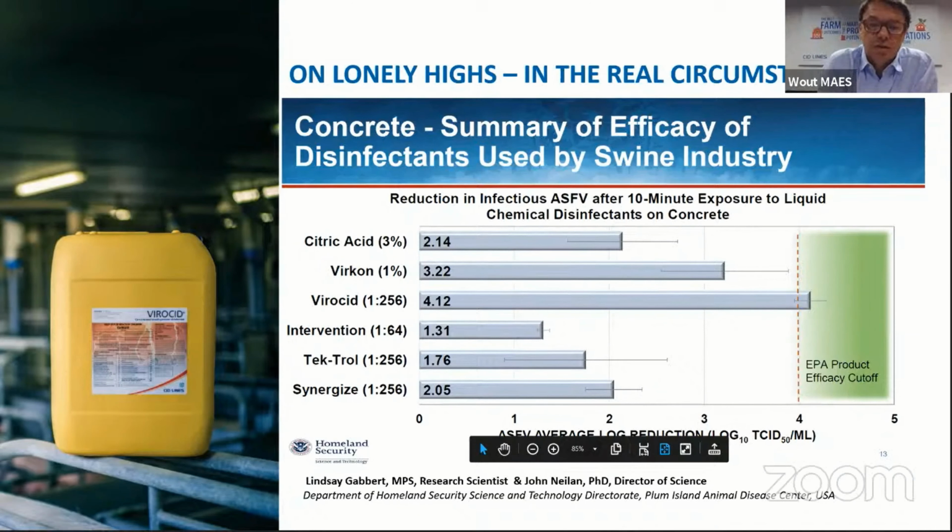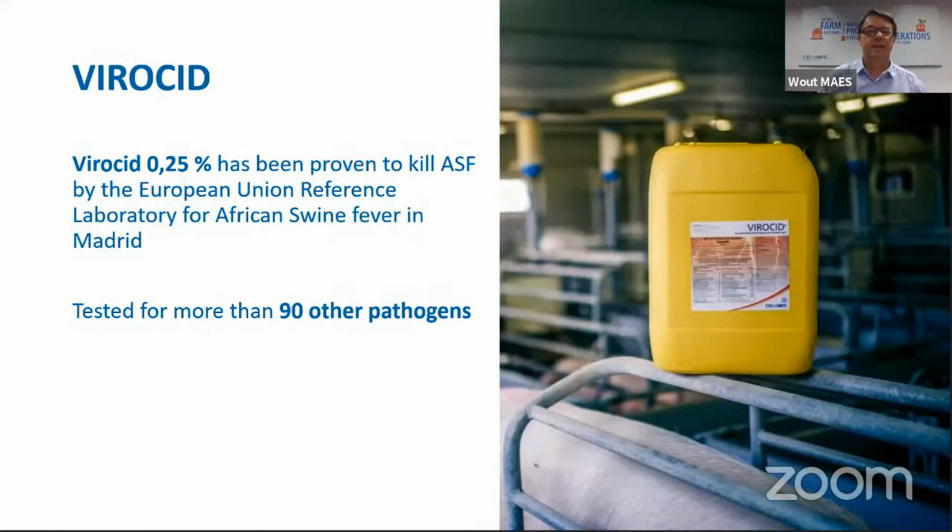So if you want to make a secure choice, I think Viruset is really the product of choice. And if you use it, it's not only benefiting you in managing the risk of African swine fever, but in case you consider restocking, you also will cover all the other pathogens relevant for the industry, whether you're talking about Aujeszky's disease, mycoplasma, or PRRS virus. It covers them at the concentrations equivalent to those used for African swine fever.